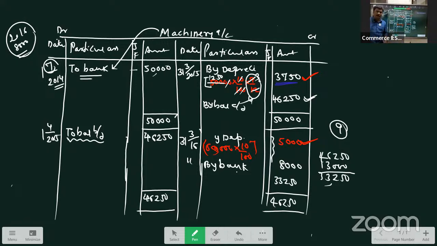Now that the asset is disposed, now that the asset is sold, we don't have any closing balancing figure. The balance we have to send to our profit and loss account as loss on sale of assets. This 33,250 is the loss we are incurring on the sale of assets. It was purchased for 50,000. After using it for 2 years, we have sold it for 8,000. So we incurred a loss of 33,250. Is it clear? Okay. So we'll go down to the next question.